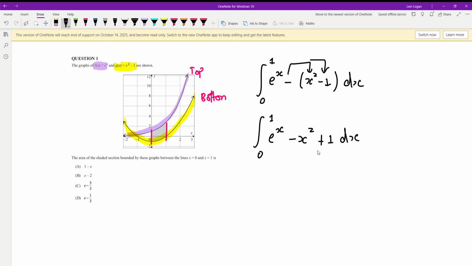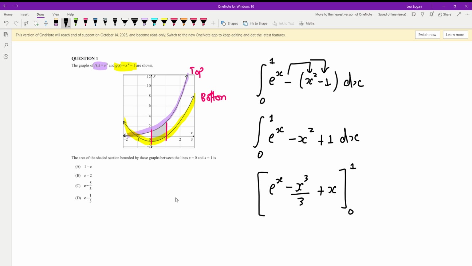Now we've got to integrate that. The integral of e^x does not change at all, so it's just going to be e^x. When I integrate negative x², that's going to be negative x to the power of 3 over 3, because we've added 1 to the power and divided by that new power. And then 1 will just turn to x. Okay. Don't need a plus c with bounds because it would cancel out anyway.